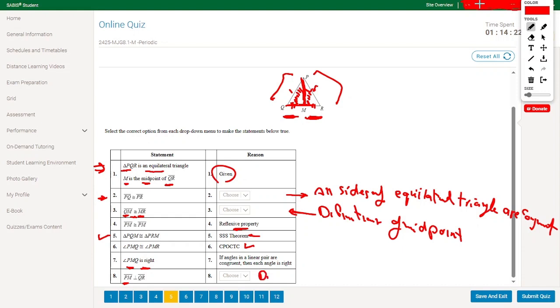This is the definition of perpendicular line. Because if I say I have two angles in a linear pair, and this angle is congruent to this angle, or equal, it has to be 90. Each one will be 90, so each one of them will be right. It cannot be less or more. It has to be 90.